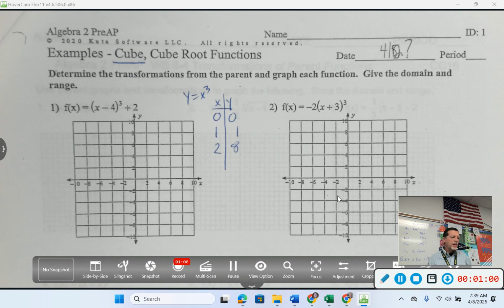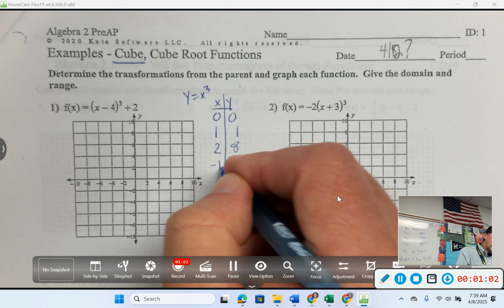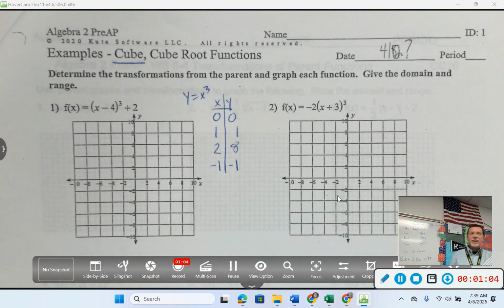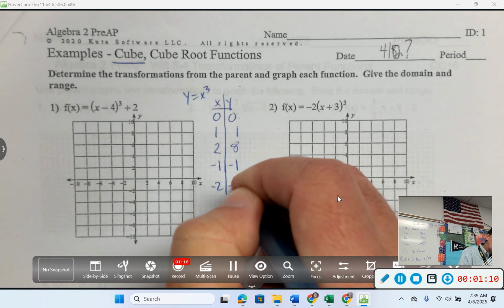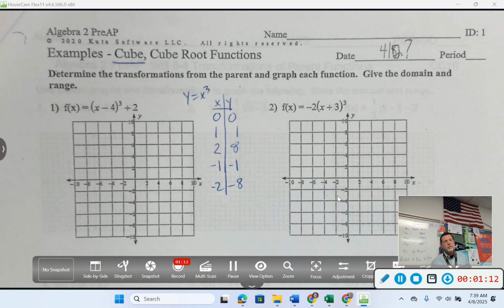What about the negative side of things? Yeah, it stays negative, right? The cube preserves the negative, as opposed to the square, which wipes it out. So those are our key points. And then transformations. By now you are all-stars at transformations, so I don't feel bad at all picking on people for this first one.